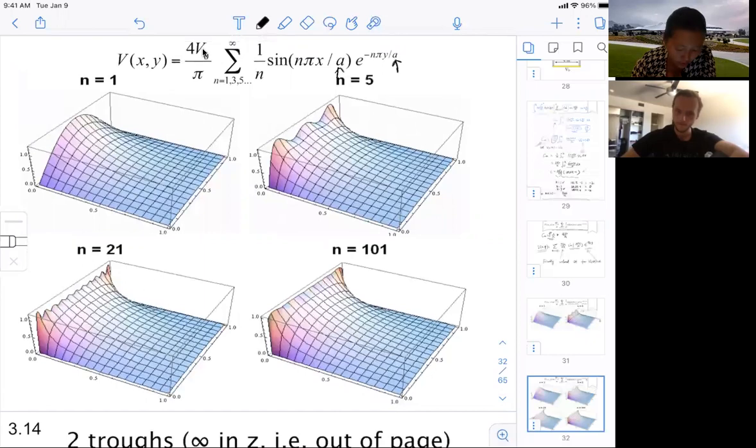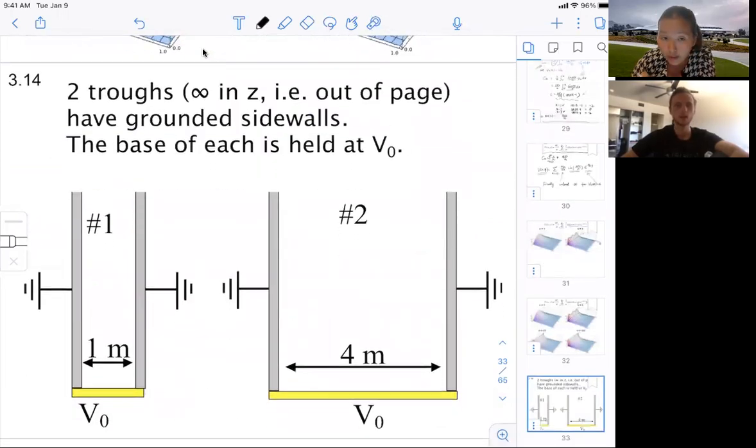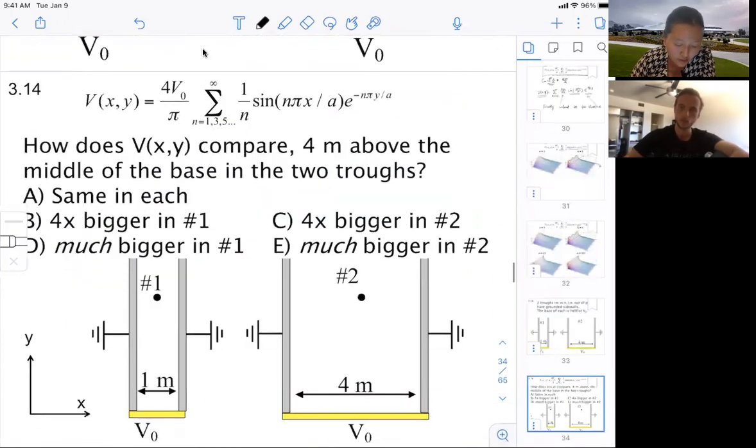So if we were to compare two different gutters, and one is much narrower than the other, and everything else is the same, what can you conclude about the value for v in these two different scenarios? Given the same value for y, if you're looking at the middle of the base in the two gutters, how do these values compare?